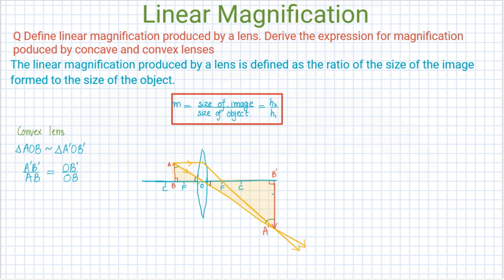Now, by applying the new Cartesian sign convention, I can write down.